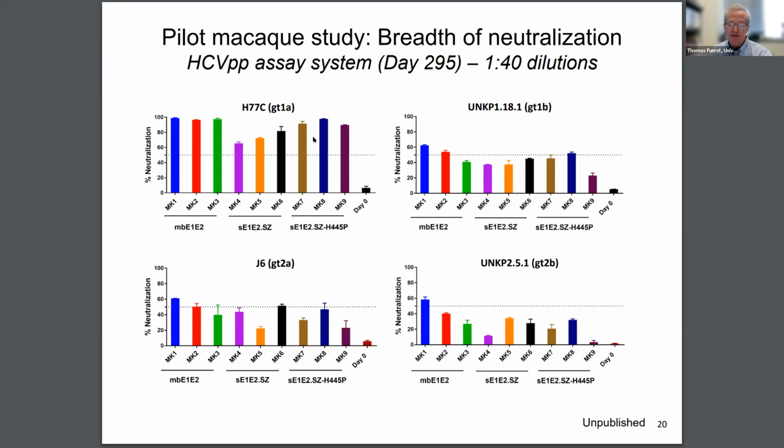Nevertheless, we do see cross-neutralization in which membrane-bound E1E2 appears to perform the best, at least under this particular dosing regimen. And secreted E1E2 with a 445P mutation appears to perform better than secreted E1E2 alone. We need to repeat the study, optimizing the formulation conditions and to increase the valency and size of secreted E1E2 so that the physical parameters are more similar to the apparent aggregate nature of the membrane-bound form.